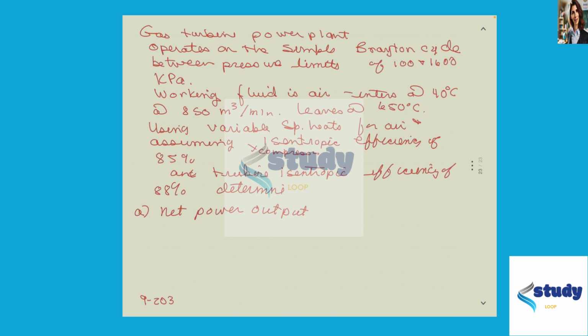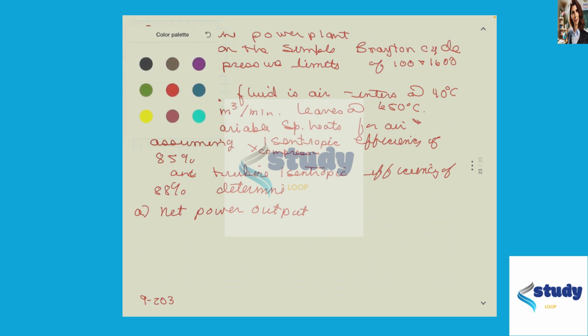And so we are asked to consider a simple Brayton cycle between pressures of 100 and 1600 kilopascals. The working fluid is air. It enters at 40 degrees Celsius at 850 meters cubed per minute, and it leaves at 650 degrees Celsius. We're going to use variable specific heats for air and assume isentropic efficiency for the compressor of 85% and turbine isentropic efficiency of 88%. Our first order of business will be to find the net power output.